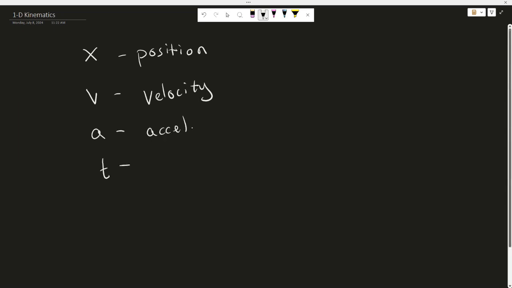So we've got position, which is where you are in space, velocity, which is how fast you're traveling, and acceleration, which is how fast your velocity is changing. We also have time. Time is at what time something's happening.